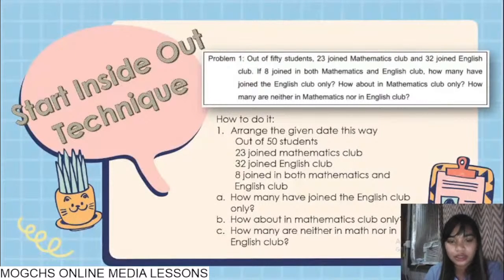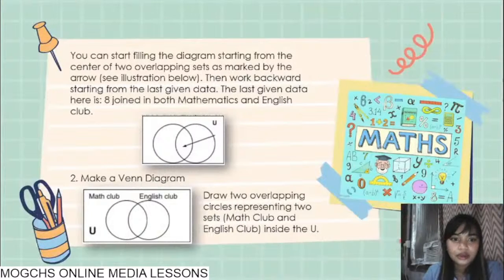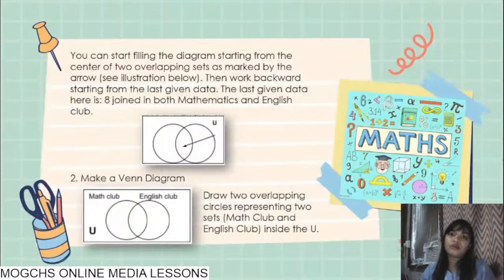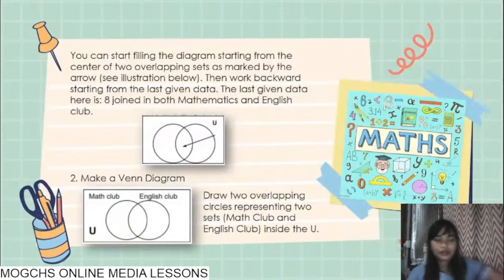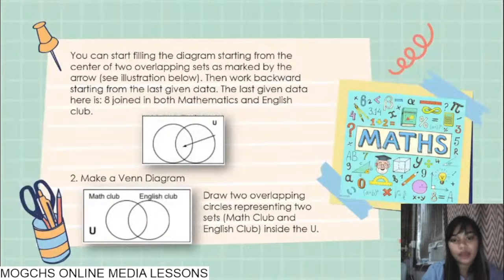So the questions again, letter A, how many have joined the English club only? Letter B is how about in mathematics club only? And letter C is how many are neither in math nor in English club? Okay, number 2, make a Venn diagram. We just have 2 sets because there are only 2 clubs given, the math club and the English club. So draw 2 overlapping circles representing the 2 sets, the math club and the English club, inside the U.